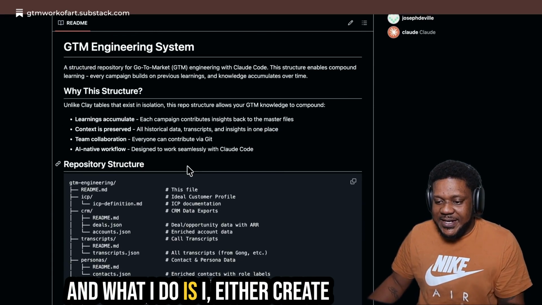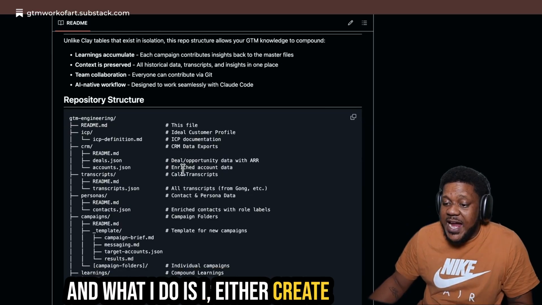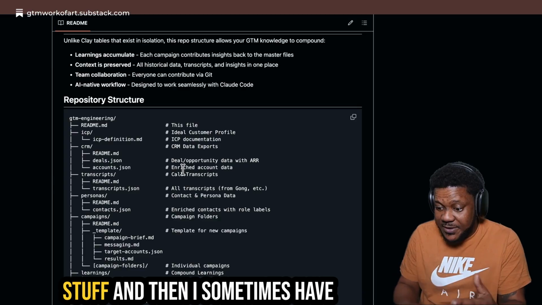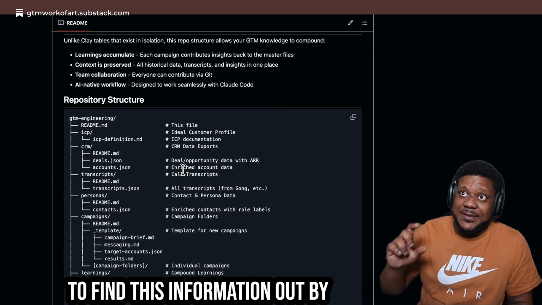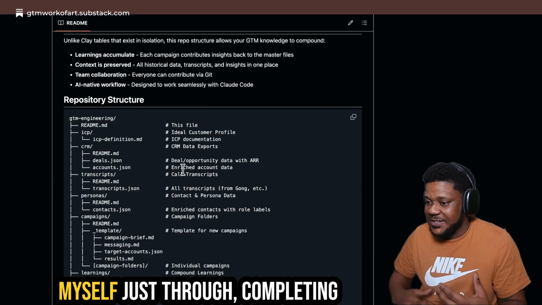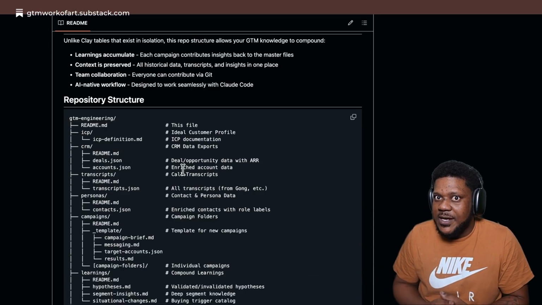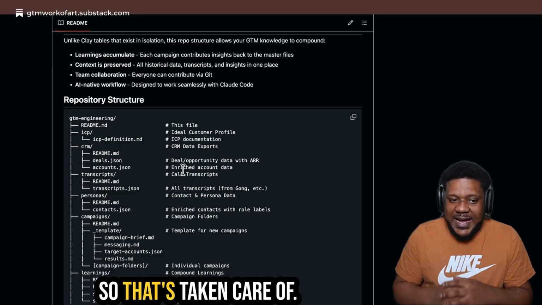What I do is either create documents or have the person I'm working with send me over documents of most of the stuff. And then I sometimes have to find this information out by myself, just through completing the project as things go along. So that's taken care of.